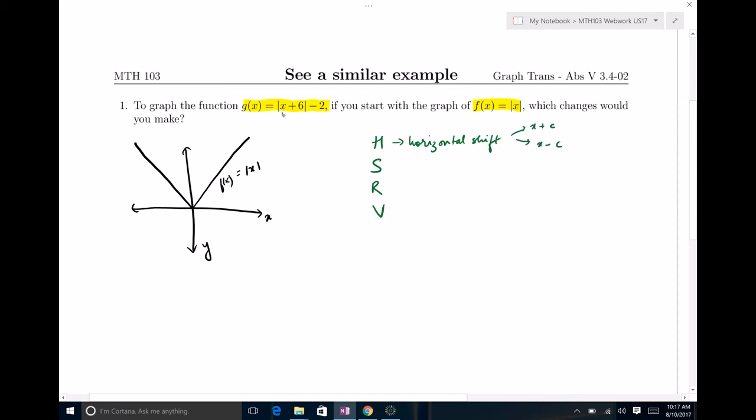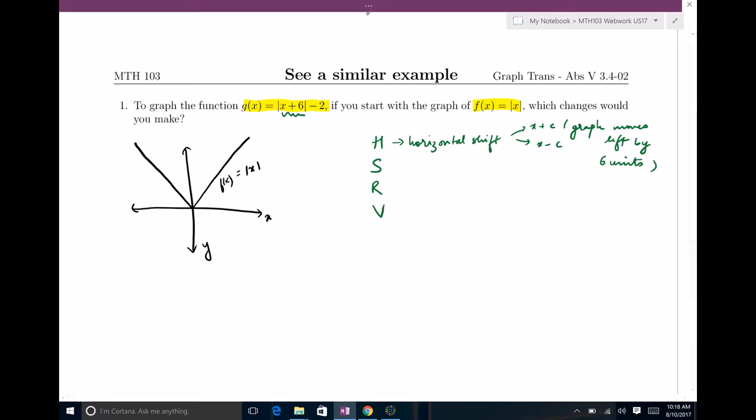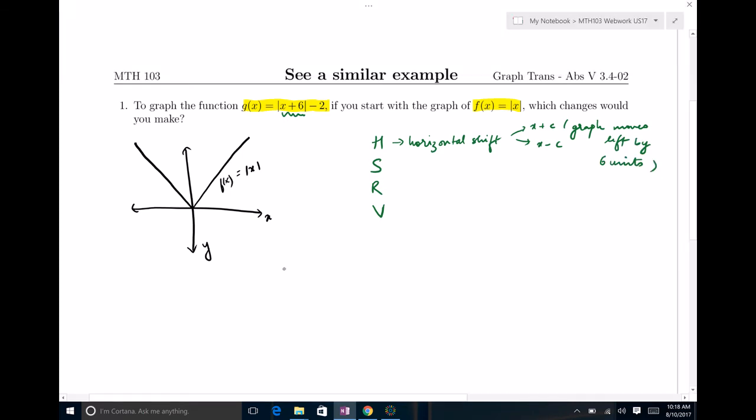And indeed you'll see that over here you do have x plus a constant, x plus 6, and in this case what happens is that your graph moves left by 6 units. So the first change that would happen in this case, I'm going to write this down over here again, step 1 would be that it would move left by 6 units.